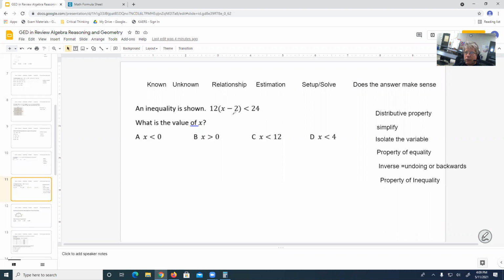So our goal is to figure out what x is. Notice how there's just an x on one side of the inequality. My goal is to isolate the variable. But to isolate the variable, we have to clean up each side. This 12 is connected to this x minus 2 with parentheses. That's the distributive property, so this 12's got to multiply through the problem. So 12 times x is going to be 12x. And 12 times 2 is going to be 24, so that's going to be minus 24. And then this has got to be less than 24.